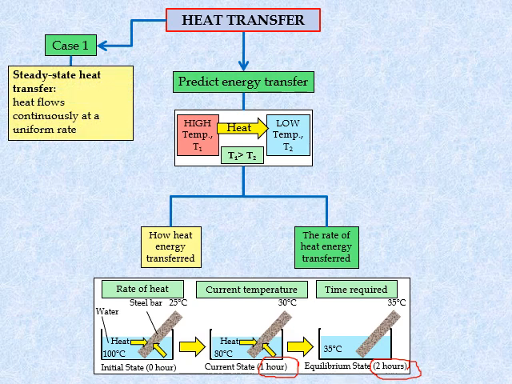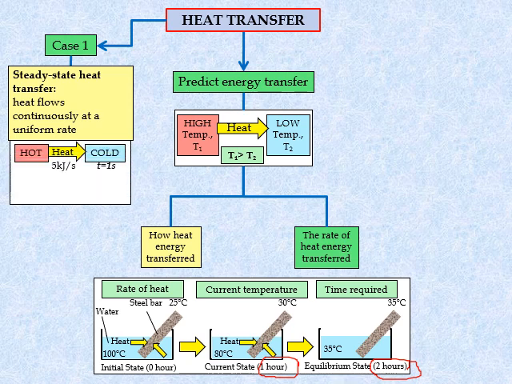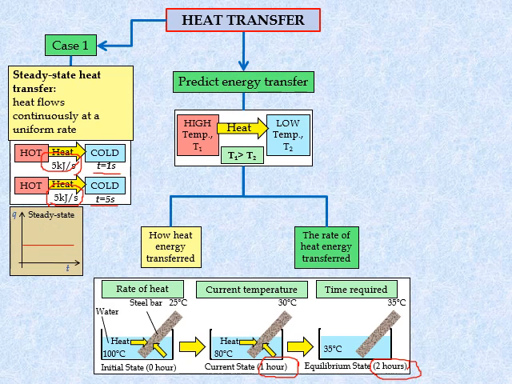We have two cases in the analysis of heat transfer. The first case is steady state heat transfer, where heat flows continuously at a uniform rate. For example, say we have a hot body transferring 5 kilojoules per second of heat to a cold place at t equal to 1 second. After 5 seconds, the heat transferred from the hot body to the cold body is still 5 kilojoules per second. The heat transfer rate stays the same. Q here is the heat transfer, and versus time, the heat is a constant value. This is called steady state heat transfer.